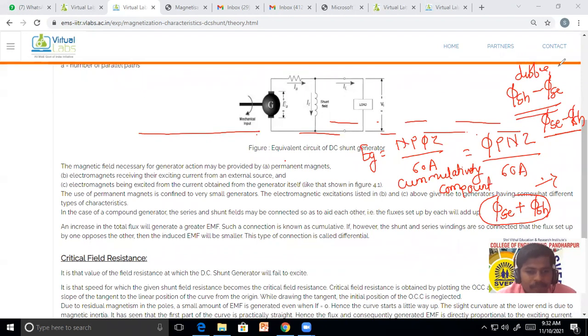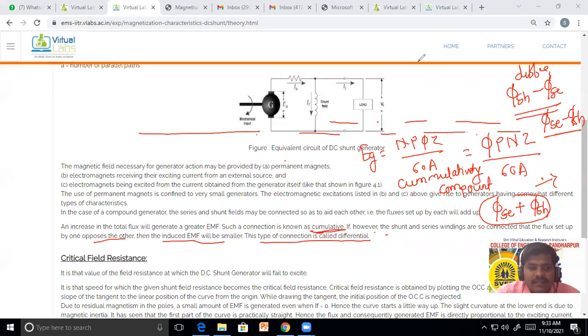When the total flux increases, the generated EMF will automatically increase. Such a connection is known as cumulative. If, however, the shunt and series windings are so connected that the fluxes set up by one oppose the other, then the induced EMF will be smaller. These types of connection are called differentially compounded generators.